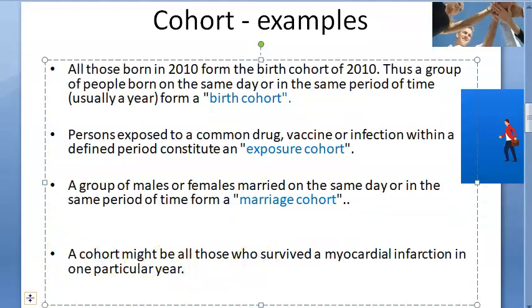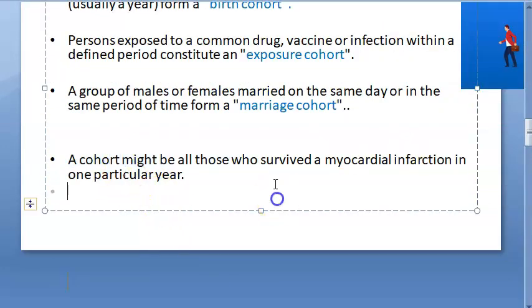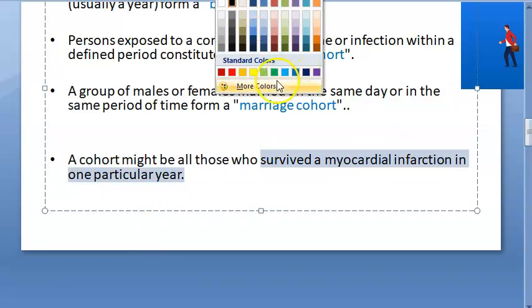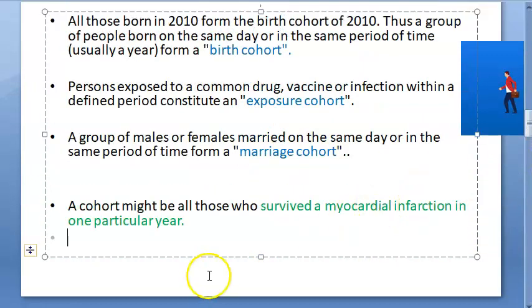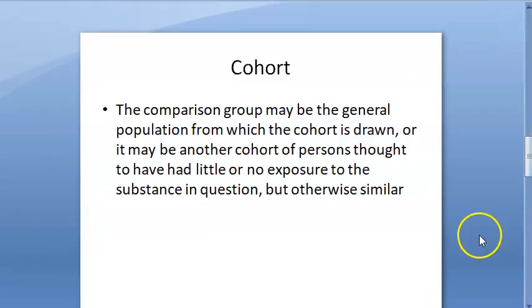Then look at this one. People who survived a myocardial infarction this year. This year, some people have survived myocardial infarction, so they can become a cohort. There are so many cohorts, right? So what three cohorts did you see now? Birth cohort, exposure cohort, marriage cohort. Okay. Now let's move to the next slide here.